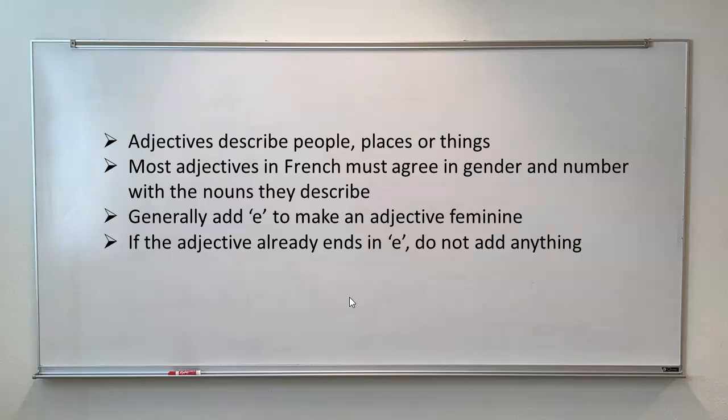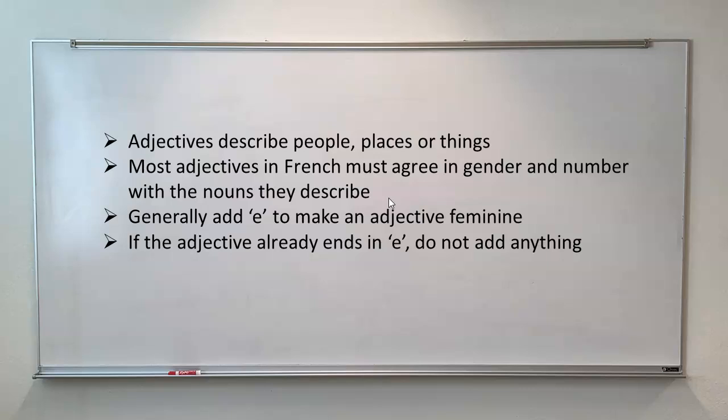Some basics: they describe people, places, or things. Most adjectives in French must agree in gender and number with the nouns they describe. So what does this mean? This means that you're going to see different forms of the adjective. They have to agree with the grammatical concepts of masculine and feminine for nouns, and also singular and plural. So for some adjectives, you'll see 4 different forms of the same word.